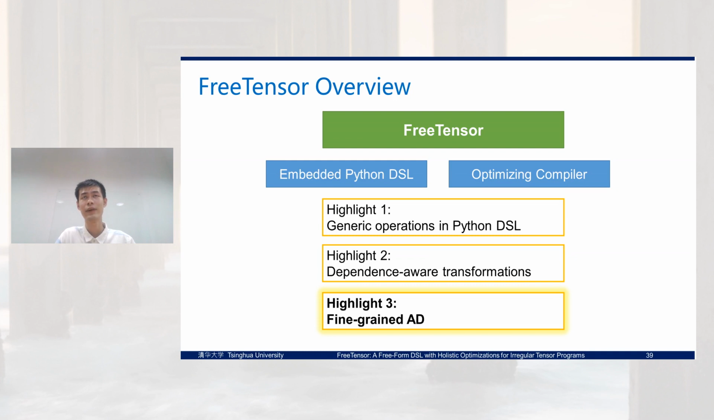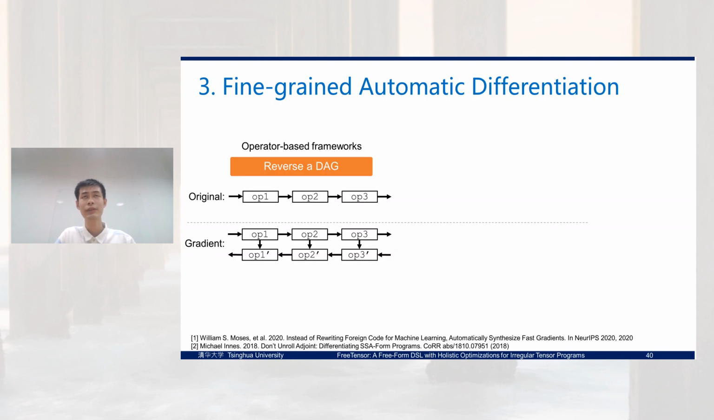Our third highlight is on how we support automatic differentiation, or AD, on irregular programs. In a traditional operator-based framework, AD is easy.